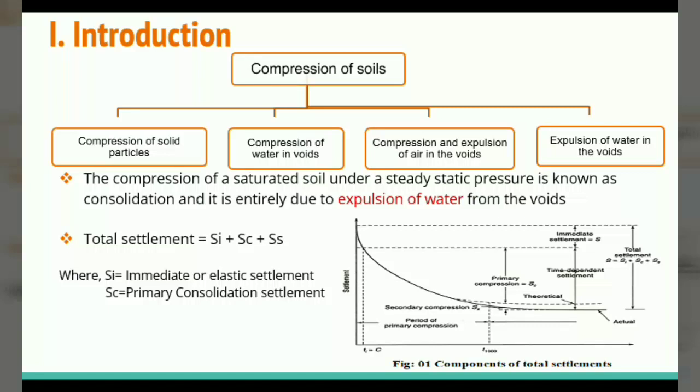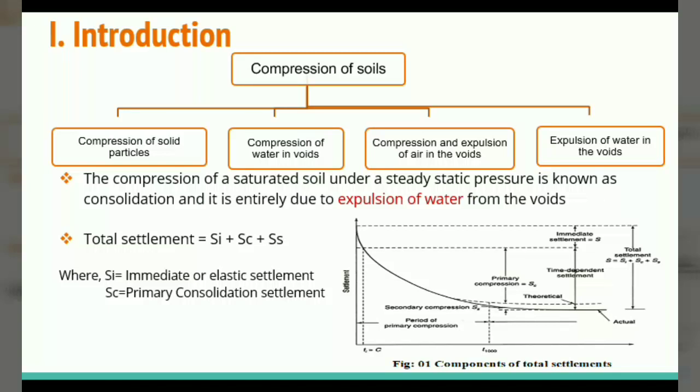So you can see in the case of fine grained soil, the primary consolidation occurs over a long period of time. But on the other hand, in coarse grained soil, primary consolidation occurs very quickly due to the high permeability.